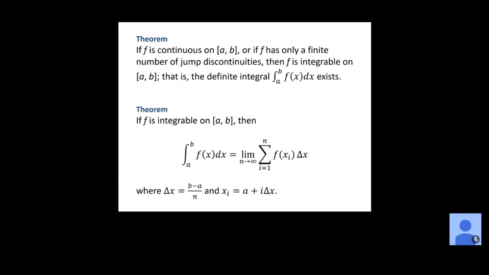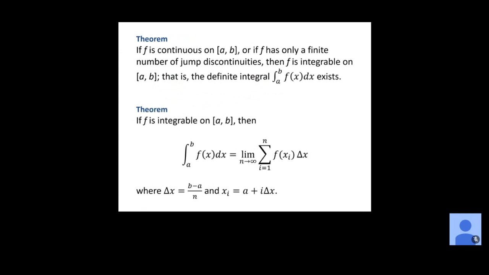Okay, so if f is continuous on the interval from a to b, or if f has only a finite number of jump discontinuities, meaning we can just count up all the places where it jumps, then it's going to be integrable on that interval, and the definite integral exists. Okay, so as long as it's continuous, that's going to be most of the functions we look at. Or if you can actually see and count all the jump discontinuities, you could still calculate an integral on that interval.